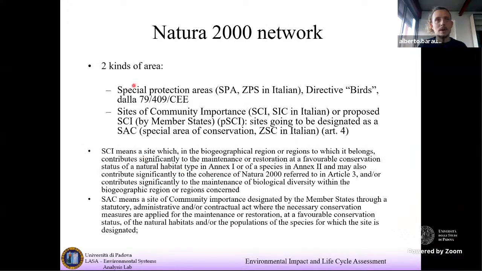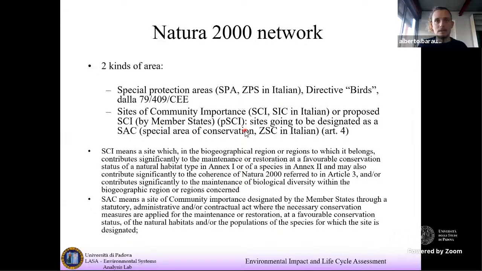So, as I was saying, just to repeat, it contains two kinds of areas: the special protection areas, and the sites of community importance, the proposed sites of community importance, and the special areas of conservation, which are defined in the Habitats Directive. So this is the Birds Directive, this is the Habitats Directive. A site of community importance is SIC in Italian, which means sito di importanza comunitaria.